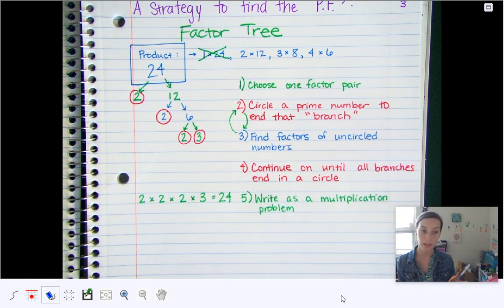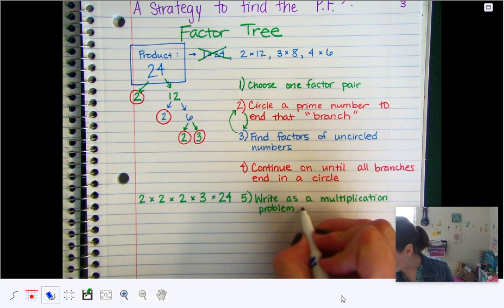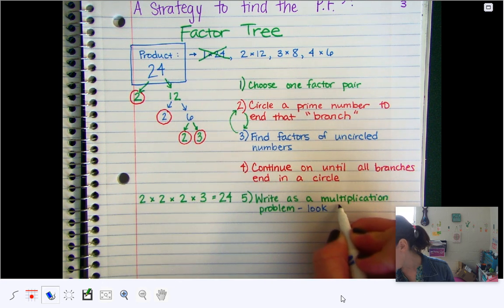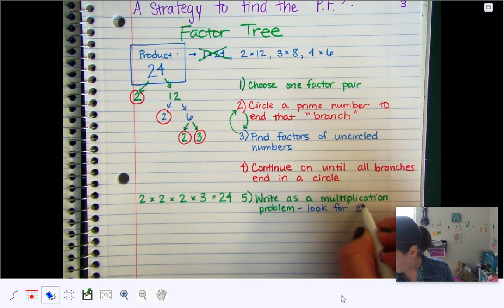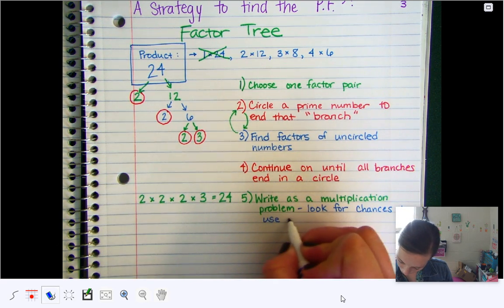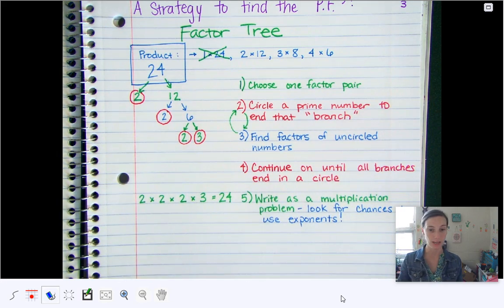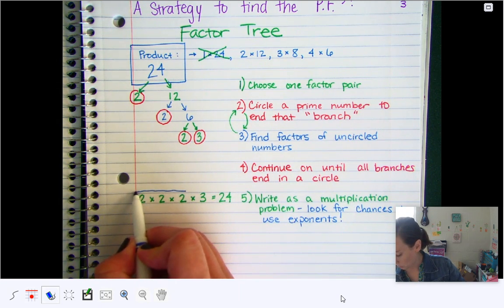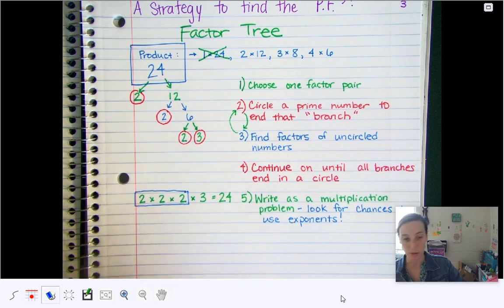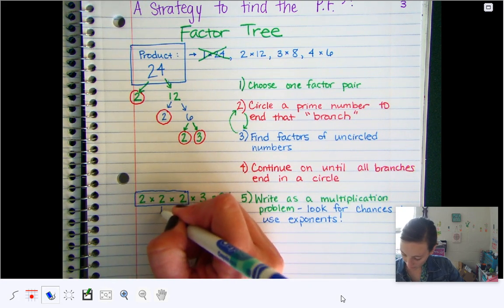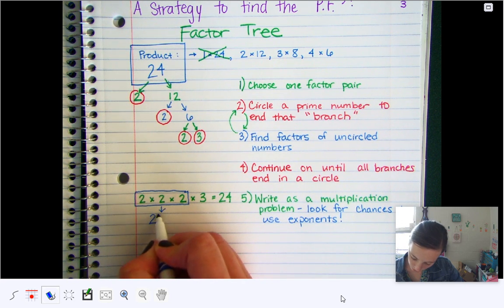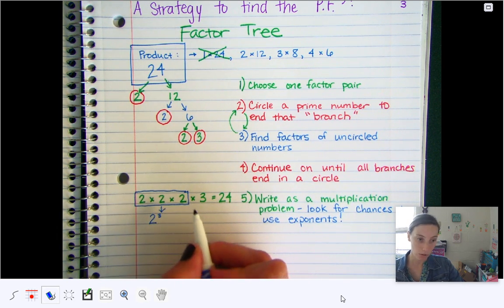Now, we all know that we like shortcuts and we like a chance to be lazy. So I want you to look for opportunities to use exponents. So remember, exponents are when we have repeated factors, right? That was the language we used before the quiz. Well, right here, I have a factor that is repeated 3 times. I have 2 times 2 times 2. So I could write that as 2 to the third power, because I have 3 2's.